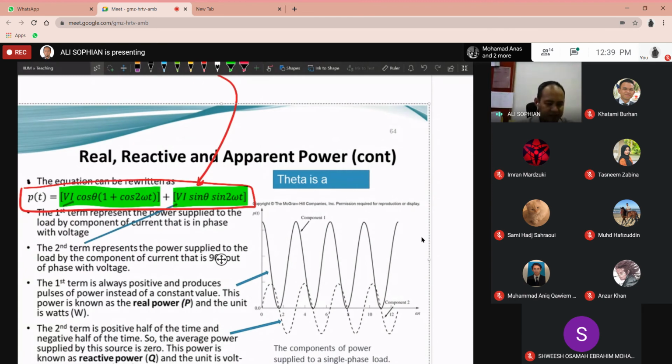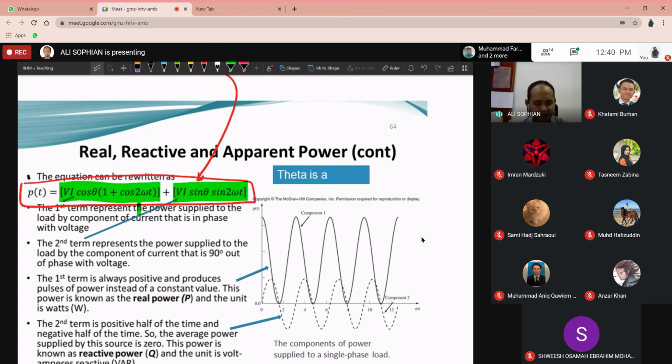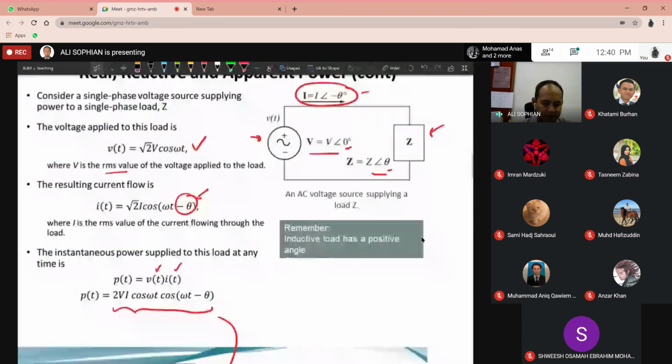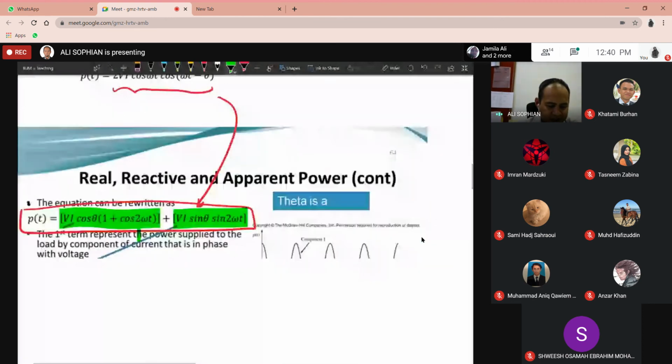So the first term represents the power supplied to the load by the component of current that is in phase with voltage. This one here. By looking at the angle, you can see that it is in phase with the voltage, but the second term will have a different phase. It's 90 degrees out of phase with the voltage. This is the voltage, so this is the phase of the voltage, omega t.